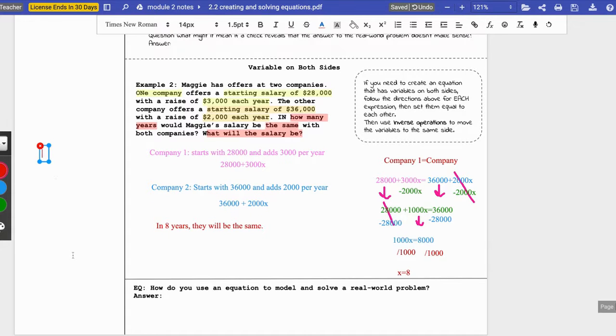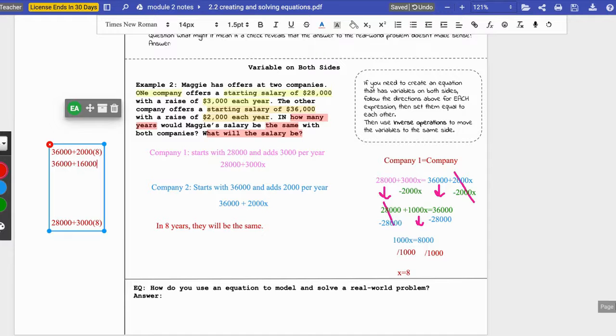So I'm going to have 36,000 plus 2,000 times 8. And actually, you know what? Let's plug it into the first equation too, just so you can see that they are the same. So 28,000 plus 3,000 times 8. All I did was replace the x in both of these equations with 8. Now I'm going to show you that they are the same, which means that we did our answer correctly. If I break down this one, I get 36,000 plus 16,000, and that's going to be 52,000.